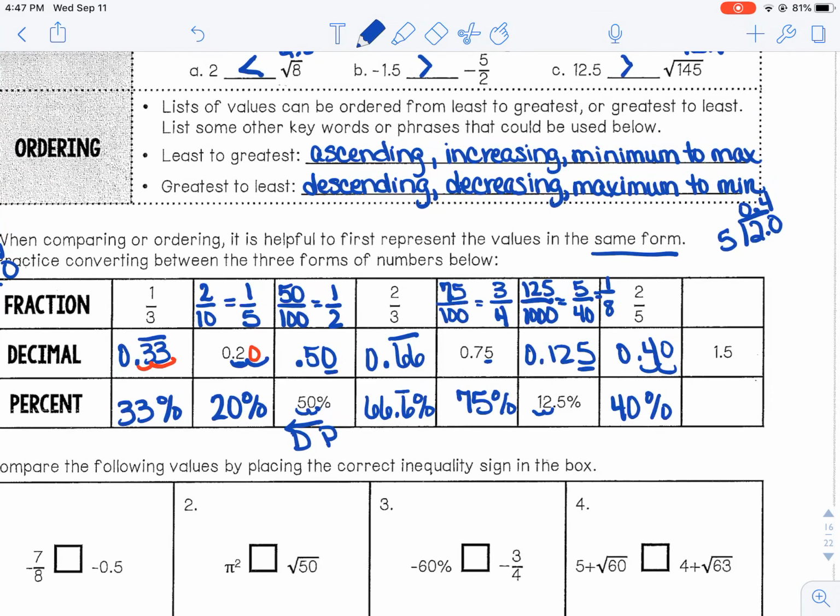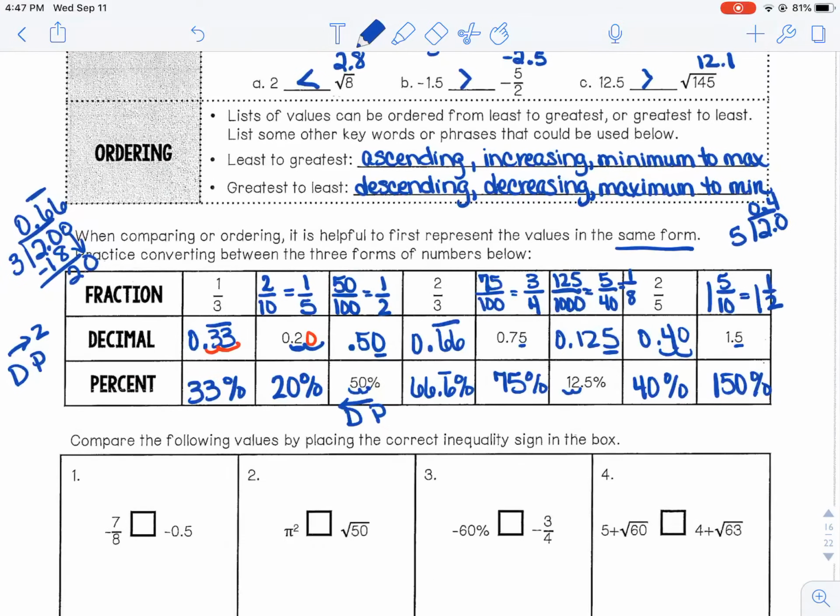I'm going to do the same thing with 1.5. Move that decimal over once, move it over twice. I have to add a 0, so that's 150%. If I put this in fraction form, that's going to be 1 and 5 over, well, that 5's in the 10th spot, so 1 and 5 over 10, which can be simplified to 1 and 1/2.